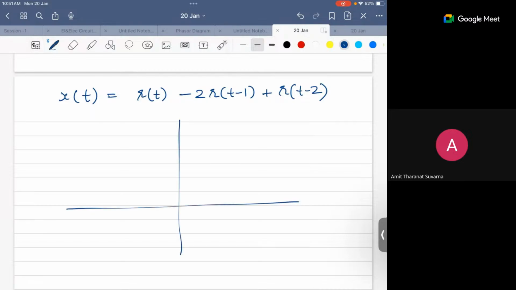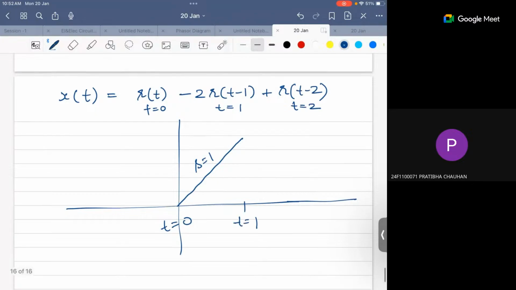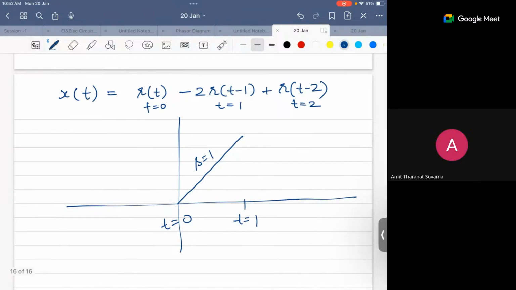At t equals 0, t equals 1, t equals 2, what will happen? At t equals 0, the function will start like this, correct? At slope equals 1, right? At t equals 1, the slope will be what? The slope will be minus 1. This is slope 1, this is slope 0, and this should be slope minus 1. So it will follow the third path, correct?